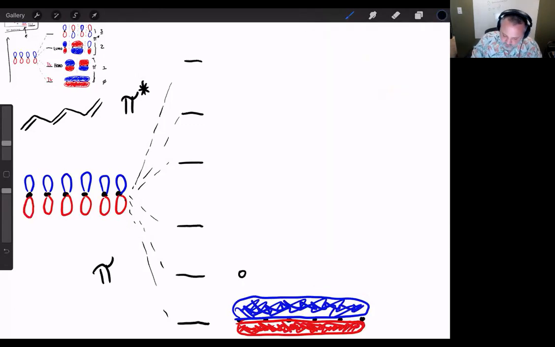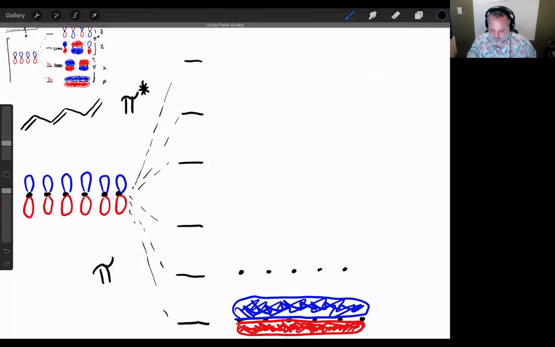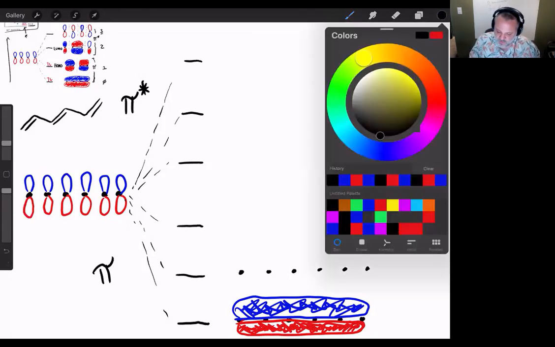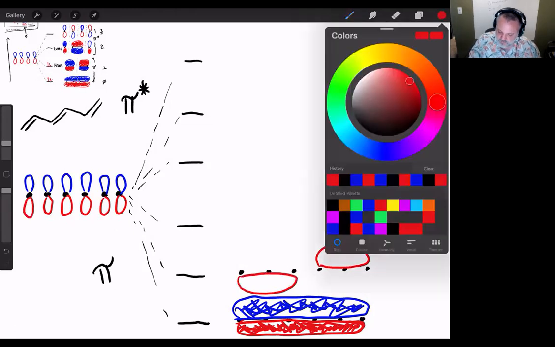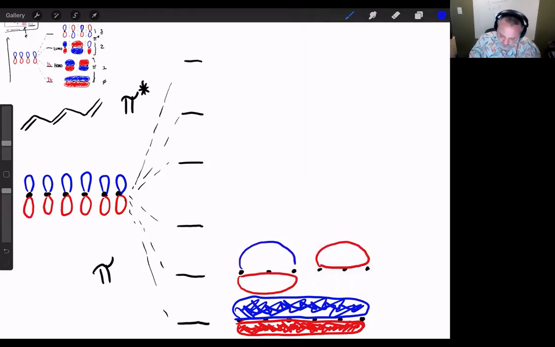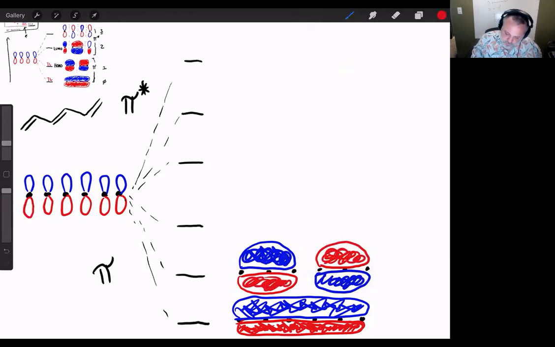So let's do the next one. How many nodes should it have? 1, 2, 3, 4, 5, 6. It should have 1 node. It's going to be symmetrical, so that means the node is going to be in the middle. So that means these 3 atoms are connected. Those 3 atoms are connected constructively. And remember, the phase changes. So the phase changes. All right.